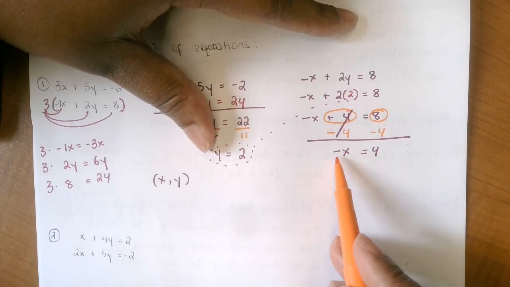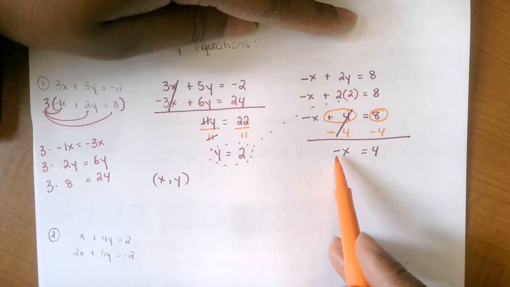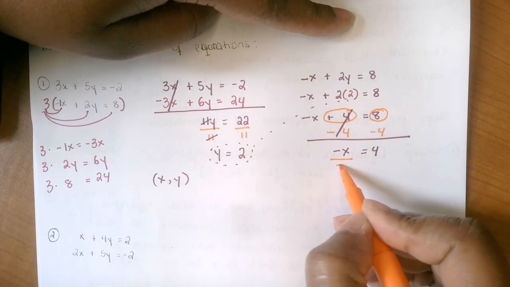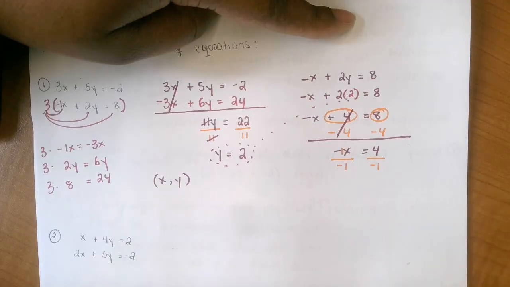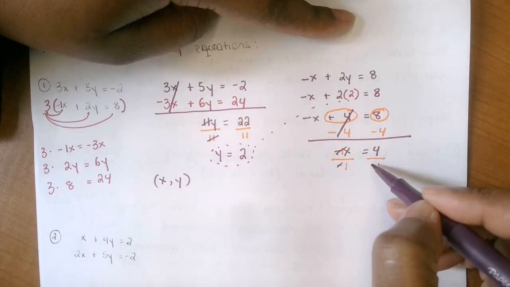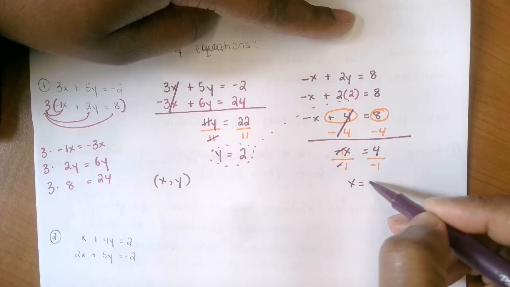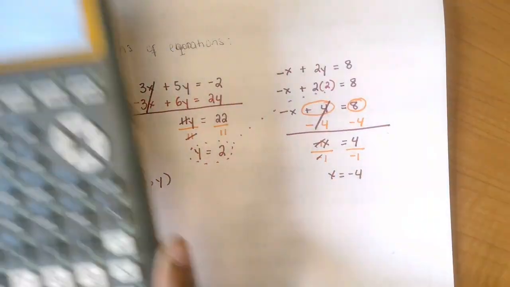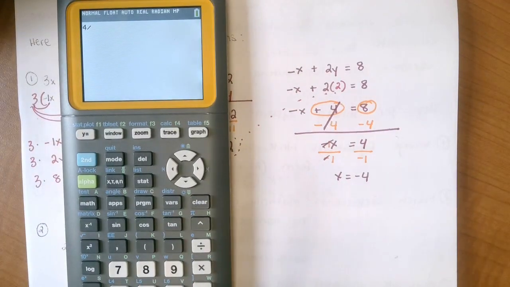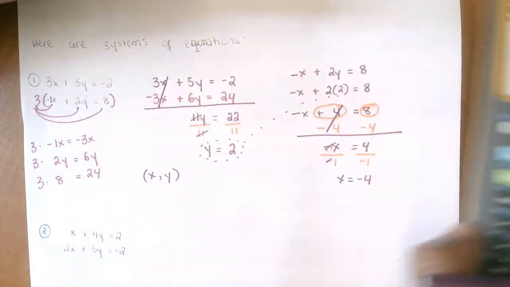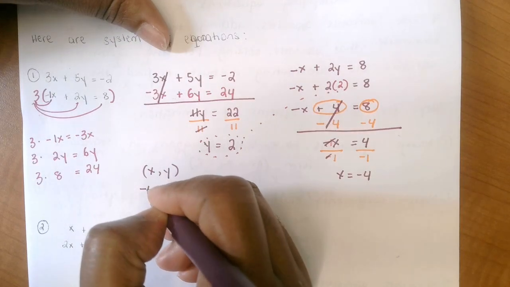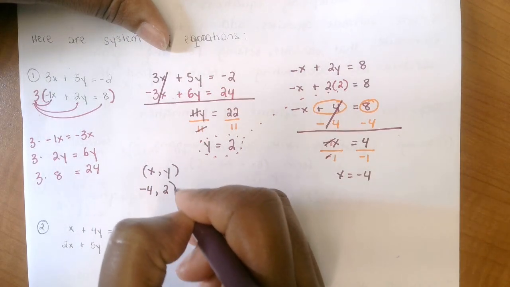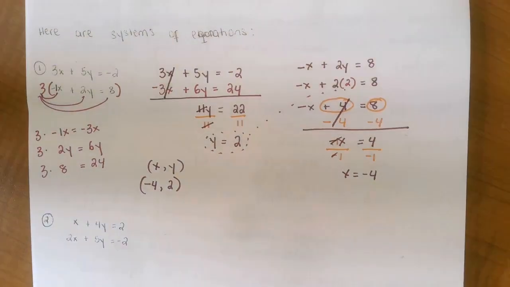Again, never leave a variable with a number greater than 1 or a negative sign. So we're going to divide by negative 1 because this is a negative 1 and invisible 1 on both sides. These signs cancel and we're left with x is equal to negative 4. If you're not certain, you say 4 divided by negative 1 is negative 4. Now we have our values for x and y. So we'll write this negative 4, comma, positive 2. And that would be your answer.